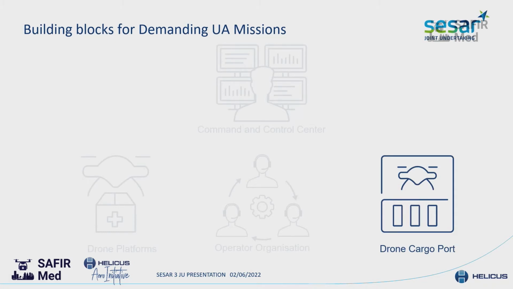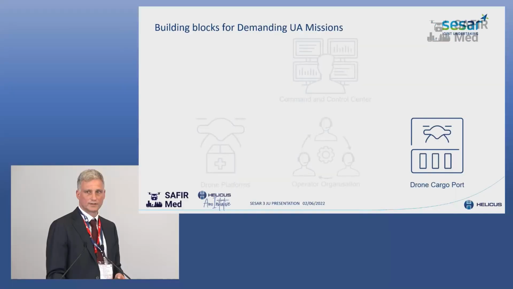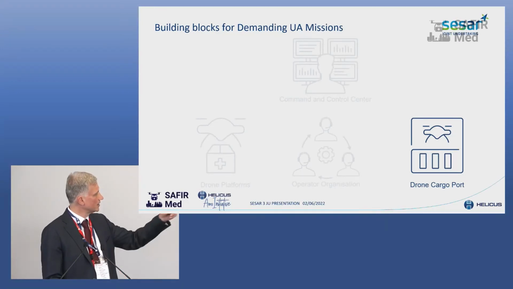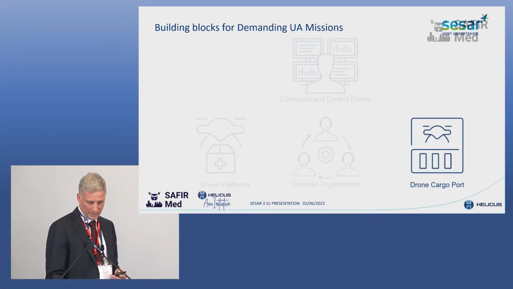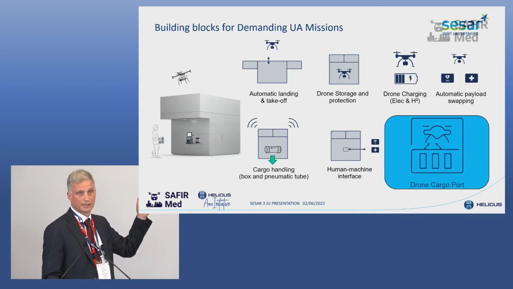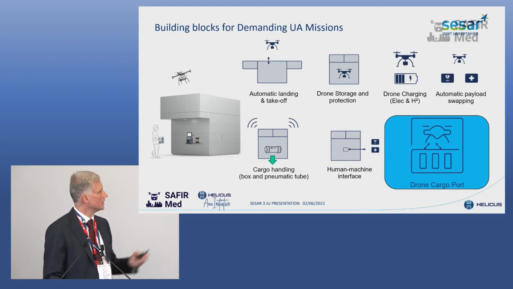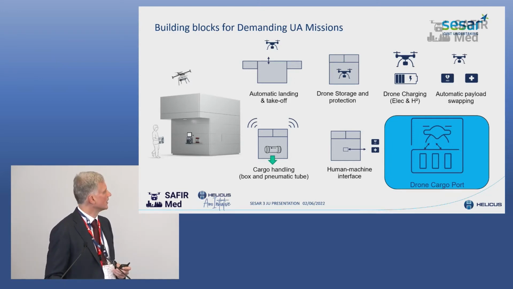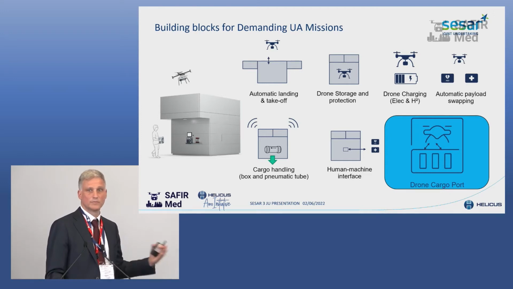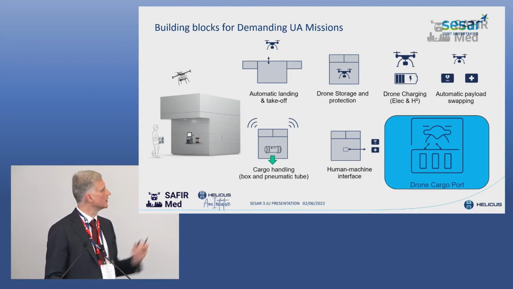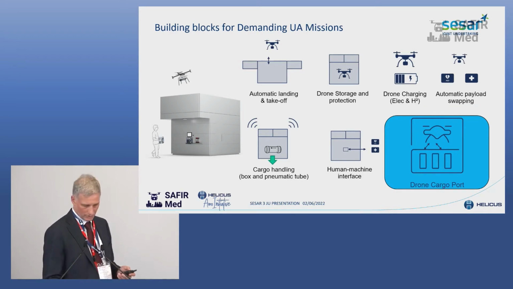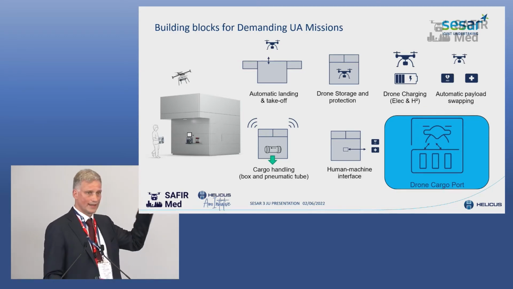Another one: of course, we also need to integrate logistically with our customer, the medical customer. For that, there is also a piece of hardware, the drone cargo port, that serves a number of different purposes. It is an automatic landing and takeoff environment. It charges the drones. It's also a hangar for the drone. It logistically automates taking the cargo in and out of the drone and some more things. And it is also controlled by the same command and control center.